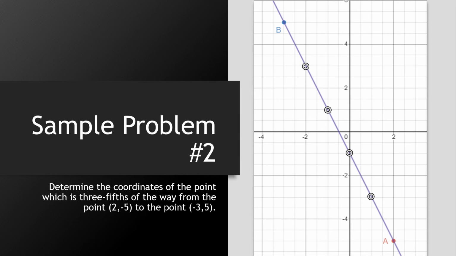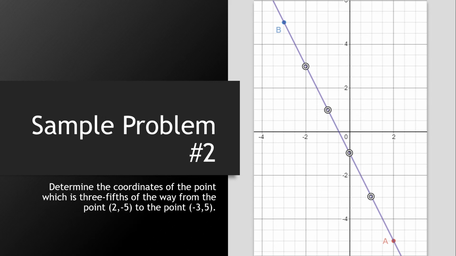Another problem: find the coordinates of the point which is 3/5 of the way from point (2, -5) and point (3, -5). So first, in this problem, you will really have to plot the two points so that you will know which one is the point that is 3/5 of the way. So direction is important here.